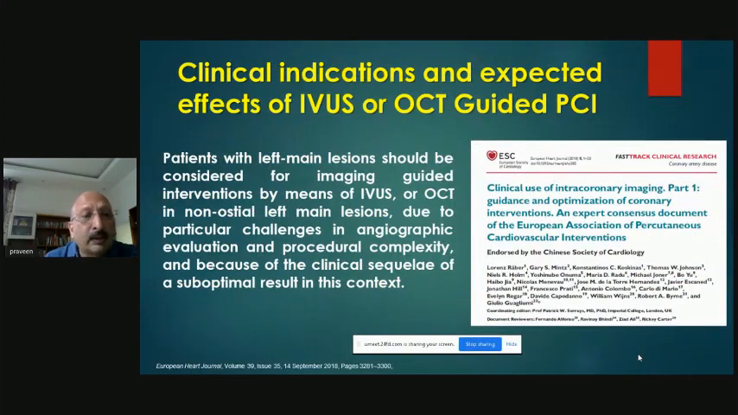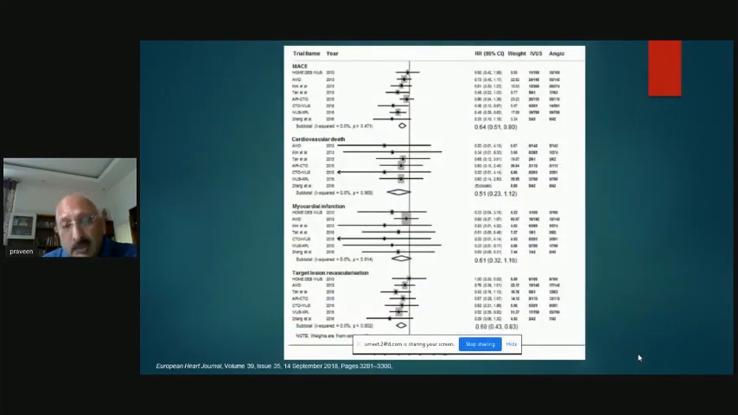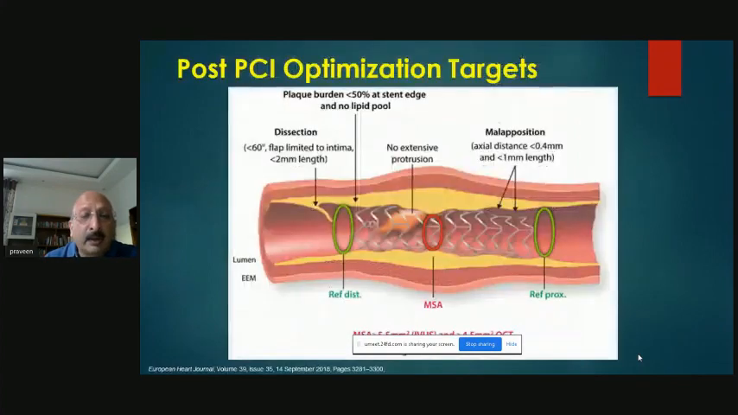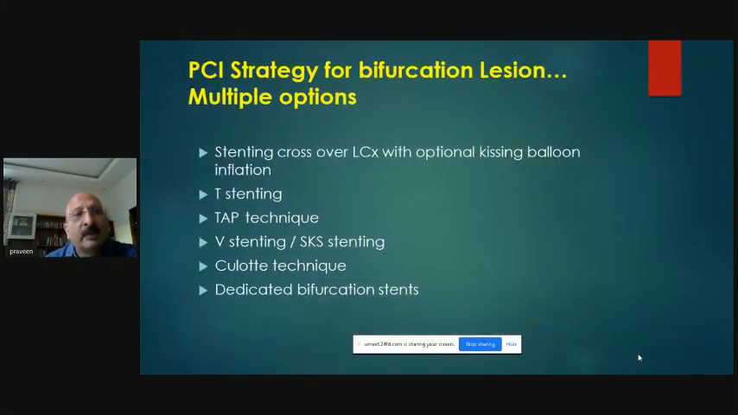So these are, I think, the data which we already have gone through. Dr. Julio and also my other colleagues have shown that using imaging is helpful. And as you can see here, so many trials, all in terms of MACE, cardiovascular death, MI, and TLR, are supporting that yes, using imaging is a good idea in these patients. And basically what we look at is that we minimize the dissection, we minimize the protrusion, and also minimize the malapposition, which is a common thing in left main interventions because of the size of the left main artery.